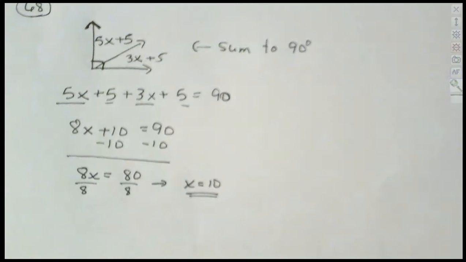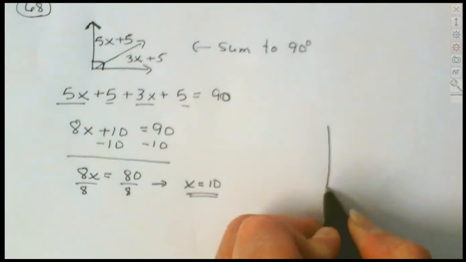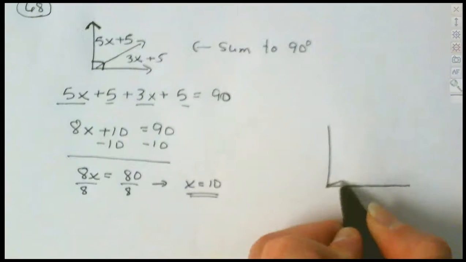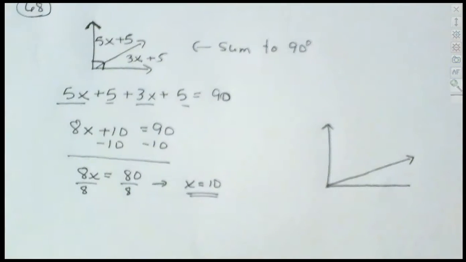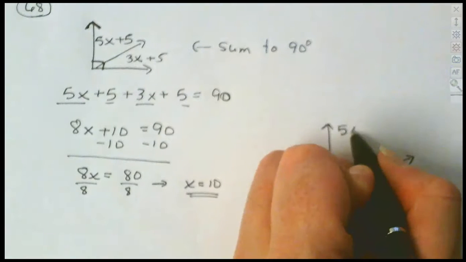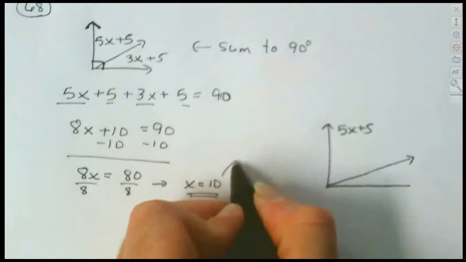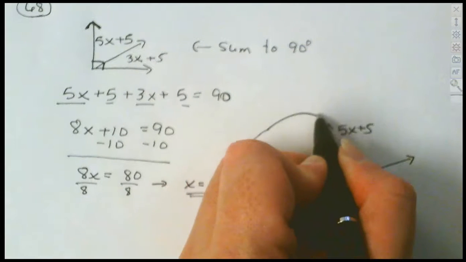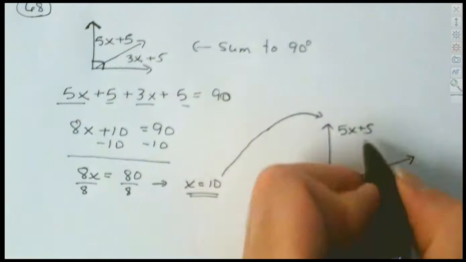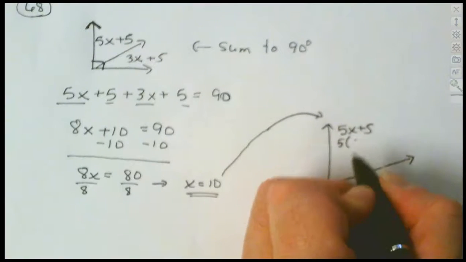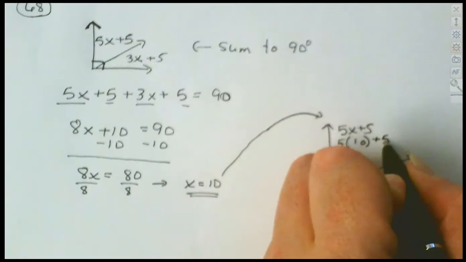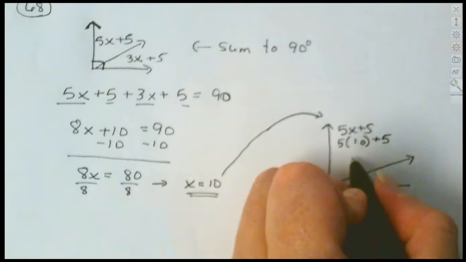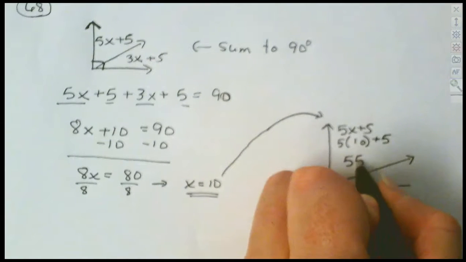But is that going to be our final finished answer? No. Now I like to redraw it again. And we'll leave some extra space here. That way we know we've got plenty of room to write. And we've got 5x plus 5. We're going to have to plug in that 10. So that gives you now 5 times the 10 plus 5. And that's 50 plus 5, which is then 55 degrees.